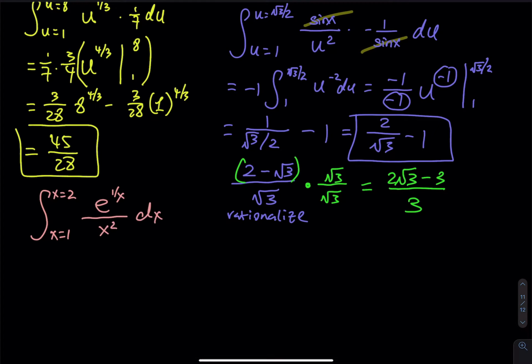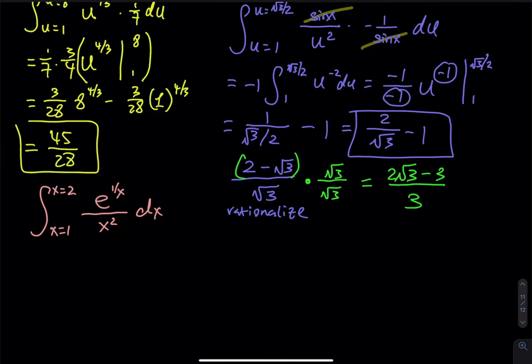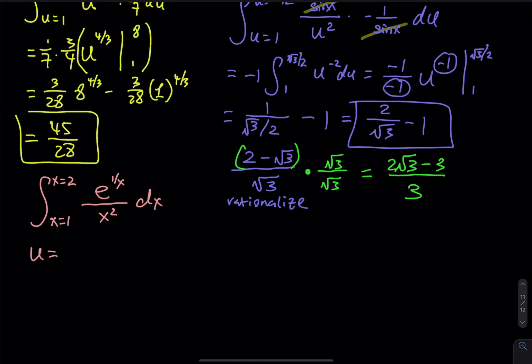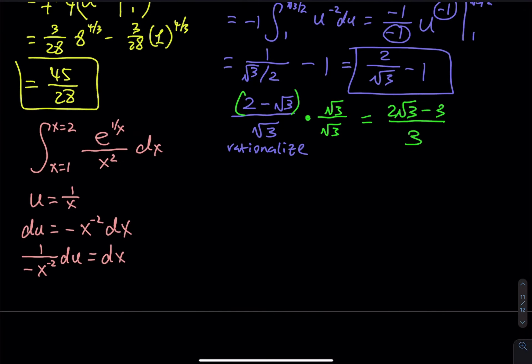Since we have a reciprocal function inside an exponential function, we just let u equal the exponent, 1 over x. So du is equal to, x raised to the -1 power, you bring the -1 down, -1 minus 1 is -2, and then you put that to the other side. So 1 divided by -x to the -2 power du equals dx, and then you handle the reciprocal, that is -x squared du equals dx.